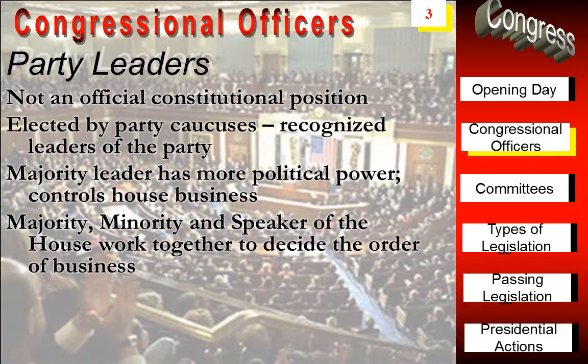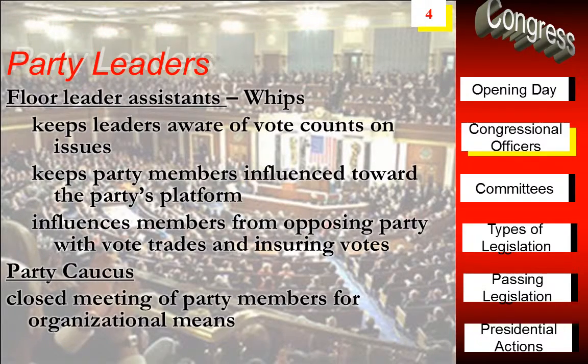Now, the majority leader, the minority leader, and the Speaker of the House work together to decide the order of business. But then again, remember, the majority leader and the Speaker are two different people, so it's always going to be two versus one. And so there is a lot of control by the majority party in what happens in the House of Representatives. Now, there is also a floor leader assistant. The majority leader, minority leader, the next position down in the political party leadership is that of a whip.